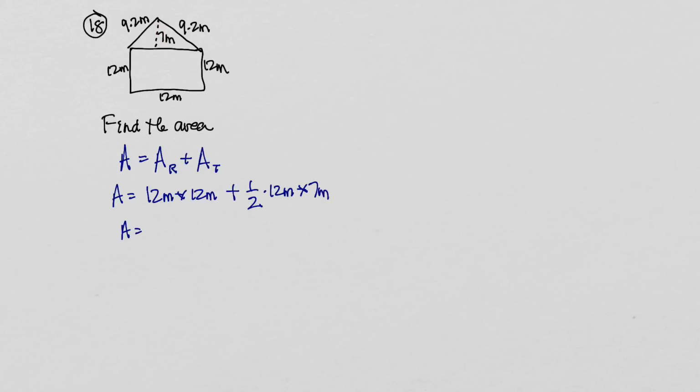So we're going to get 12 meters times 12 meters is 144 square meters plus, now, over here, 1/2 of 12 is 6. 6 times 7 is 42. So we'll get 42, m times m is m squared. And then adding those together, we're going to get 186 square meters.